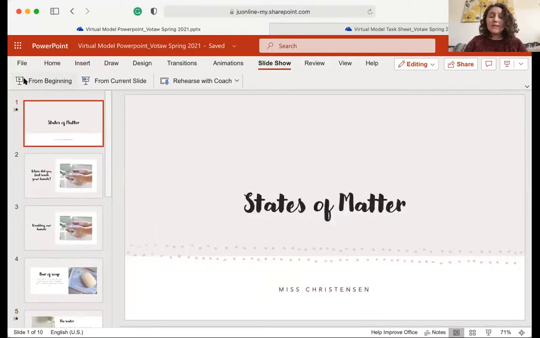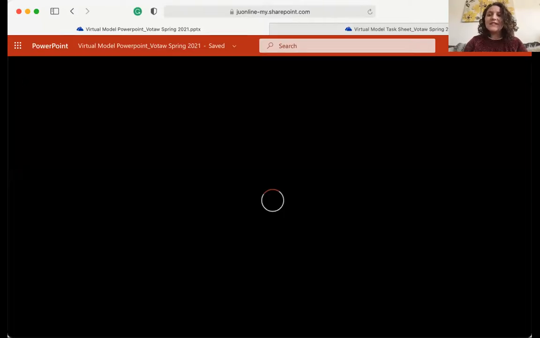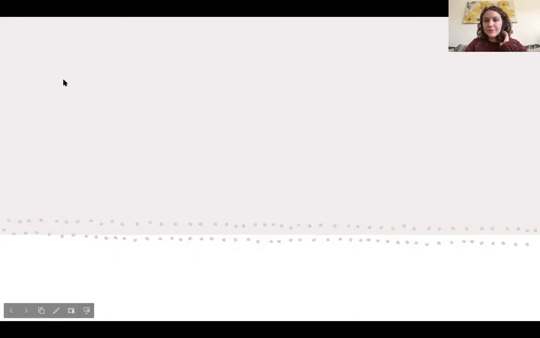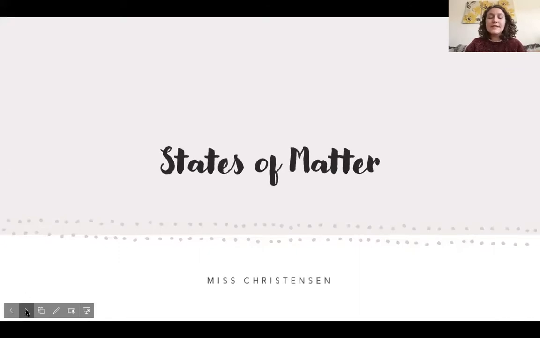Today we're going to be learning about the different states of matter. There are 3 states of matter we're going to talk about today. You have solids, liquids, and gases.